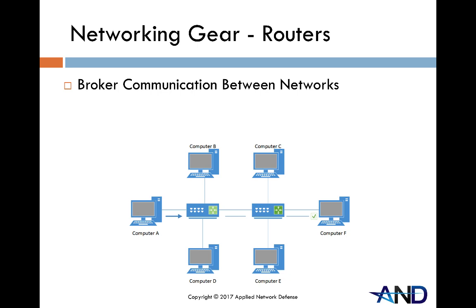The network on the right contains computers C, E, and F. If computer A wants to talk to computer B inside the same network, that's pretty easy, and that would occur over a switch like we previously talked about. However, if computer A wants to communicate with computer F, it has to communicate with the router at the edge of the network, which then communicates with the router at the edge of the remote network to route the packet appropriately. So the routers are communicating those things between each other at that point.